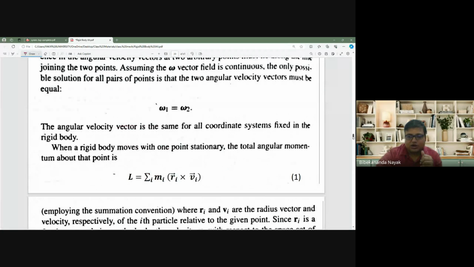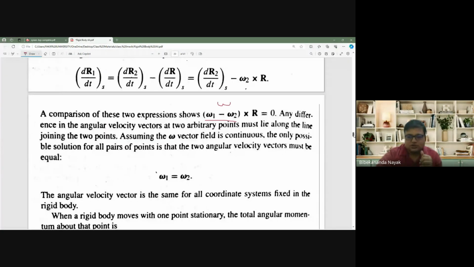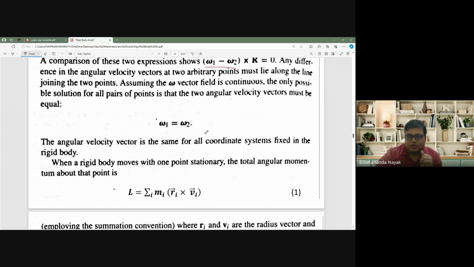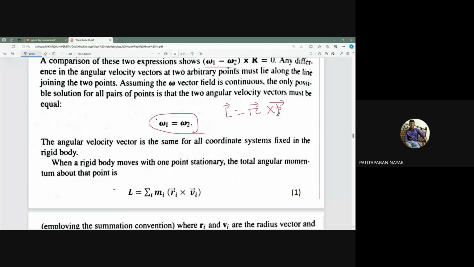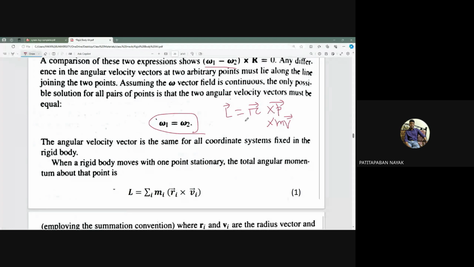Then we come to what is in the syllabus: angular momentum and kinetic energy. We know that angular momentum L is equal to r cross p, where p is the linear momentum. But p is equal to mv, mass into velocity. So L is equal to r cross mv.